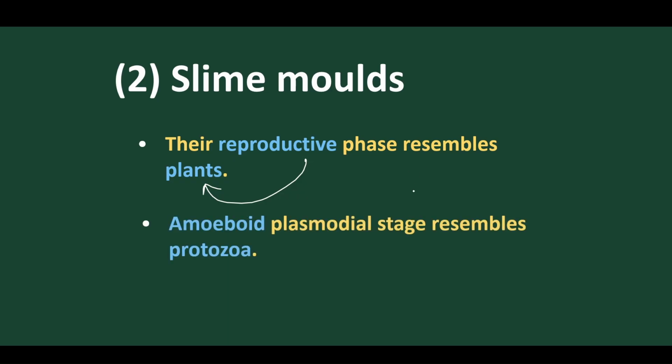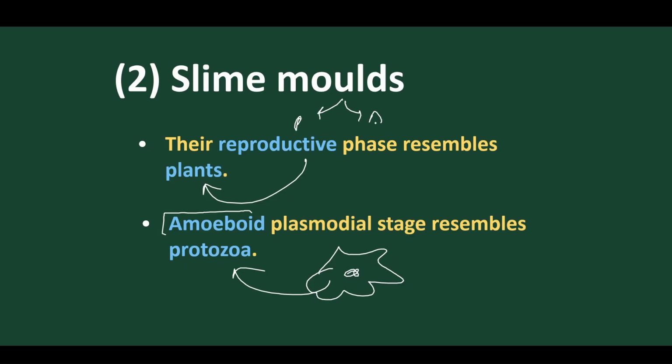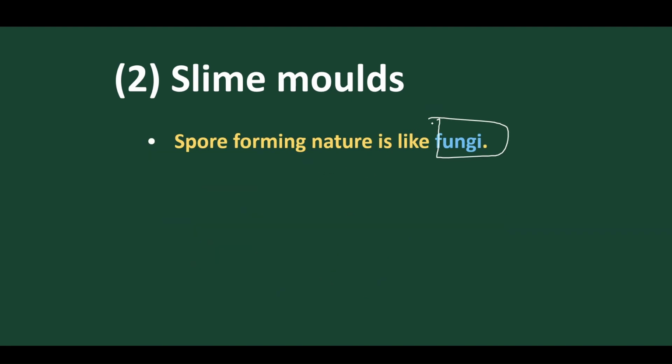The amoeboid plasmodium stage resembles protozoa, and they also contain amoeboid-type structure. So this amoeboid structure resembles protozoa. These slime molds resemble plants, animals, and protozoa, and also it is a fungus. It's a very confusing organism. Spore-forming nature is due to fungi, so this contains fungi-like character, plant-like character, protozoa-like character.